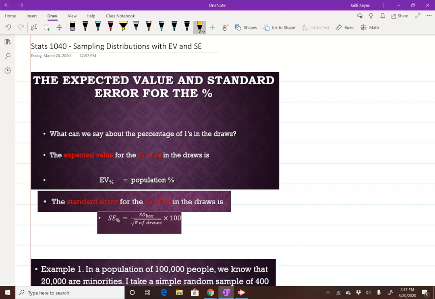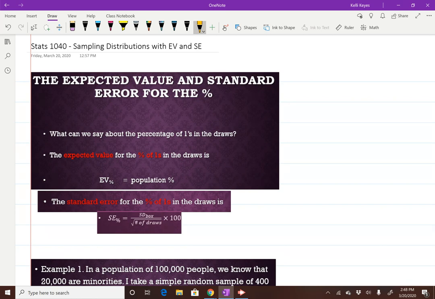So far we have talked about expected value and standard error, but we've only learned EV sum and SE sum. So we're only doing the sum of the draws. Today I'm going to teach you EV percent and SE percent, EV average and SE average. So we're first going to start with the percent.